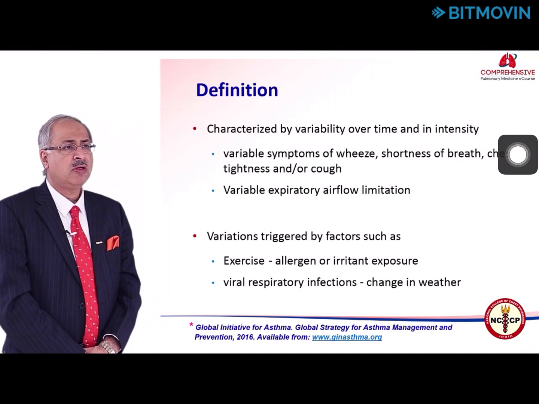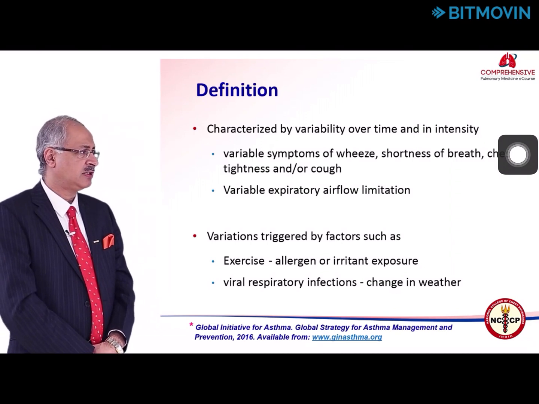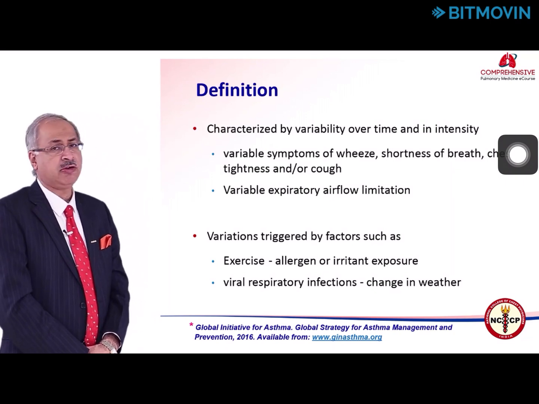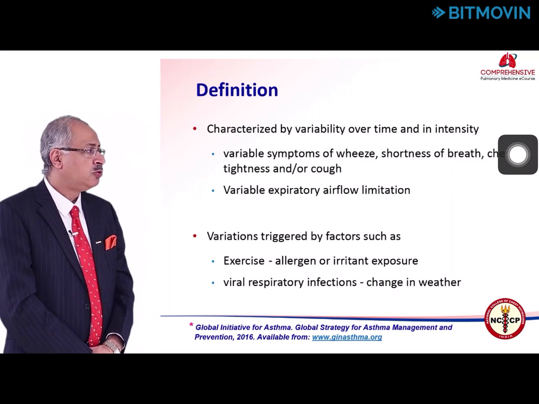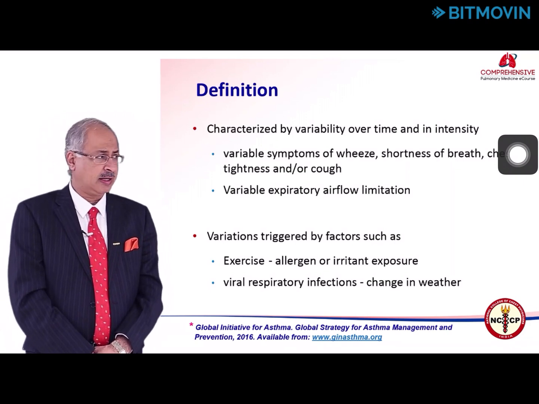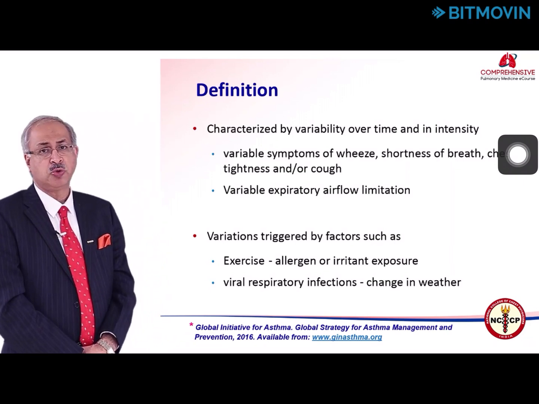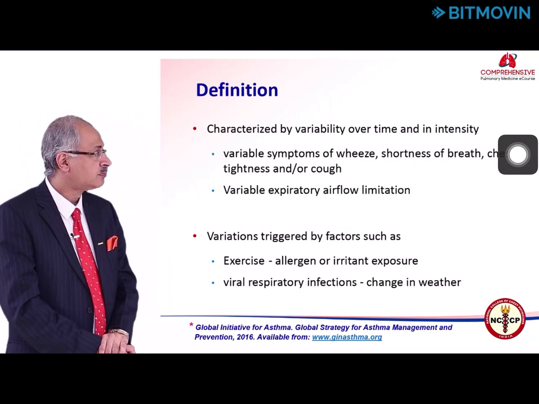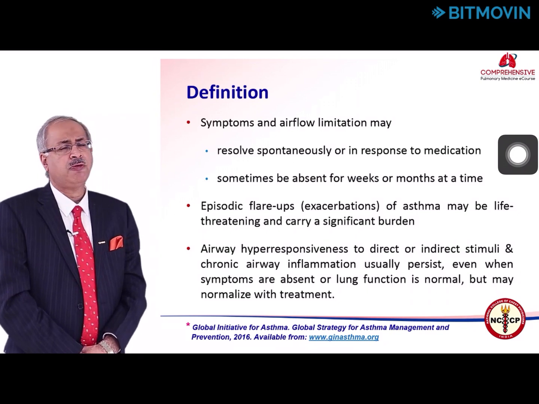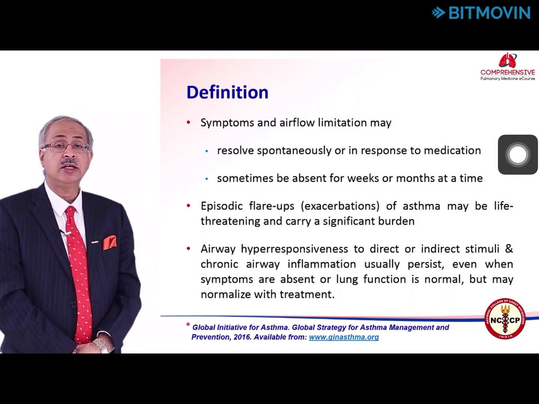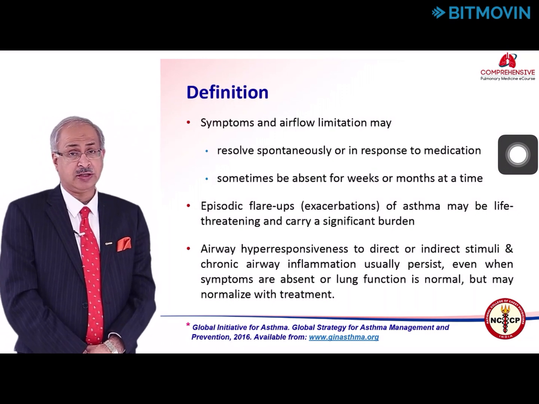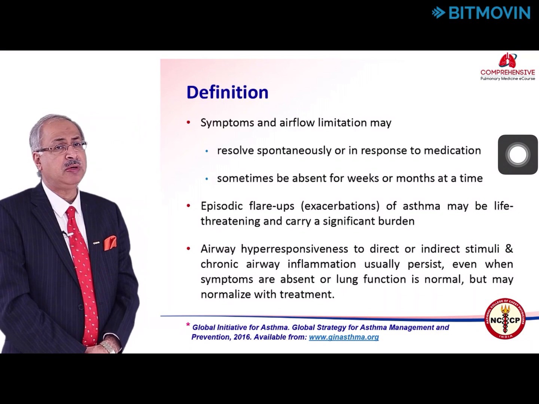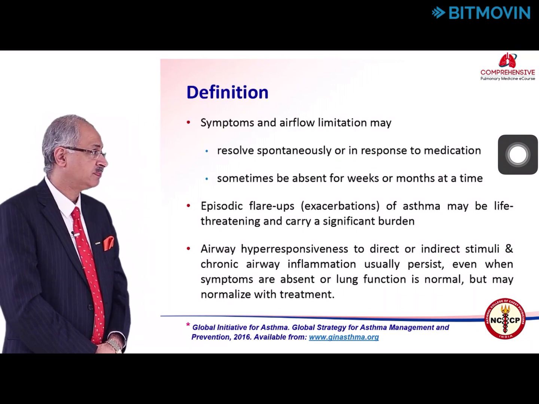Variable symptoms of wheeze, shortness of breath, chest tightness and/or cough lead to variable expiratory airflow limitation. Usually this is triggered by factors like exercise, allergen or irritant exposure, changes in weather or viral respiratory infection. Symptoms and airflow limitation can resolve spontaneously or in response to medication. That is what leads to variability, and sometimes symptoms may be absent altogether for weeks or months.